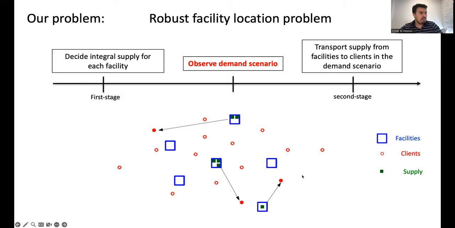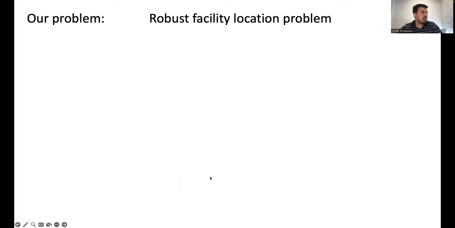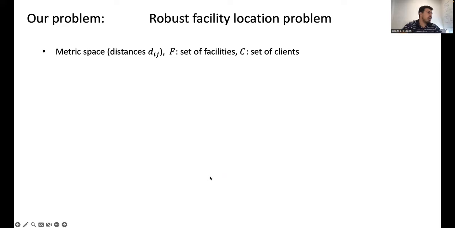So now let me introduce the mathematical formulation of this problem. Throughout this talk, I'm gonna denote the distances by Dij. F is the set of facilities, C is the set of clients. So for each facility i, there is a cost per unit Ci. Okay.